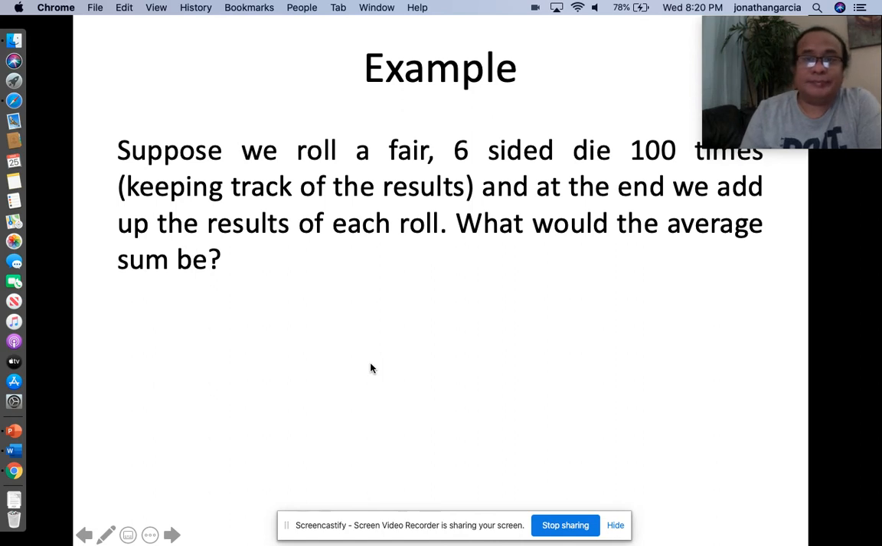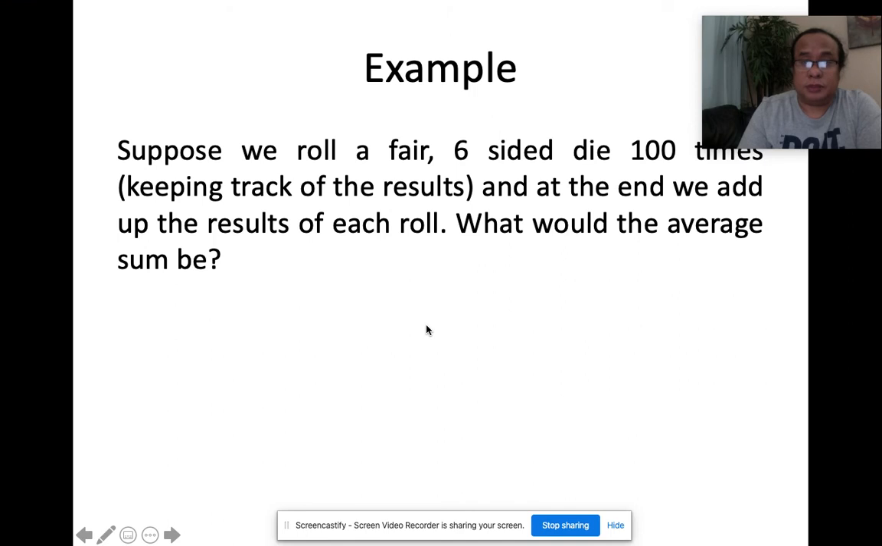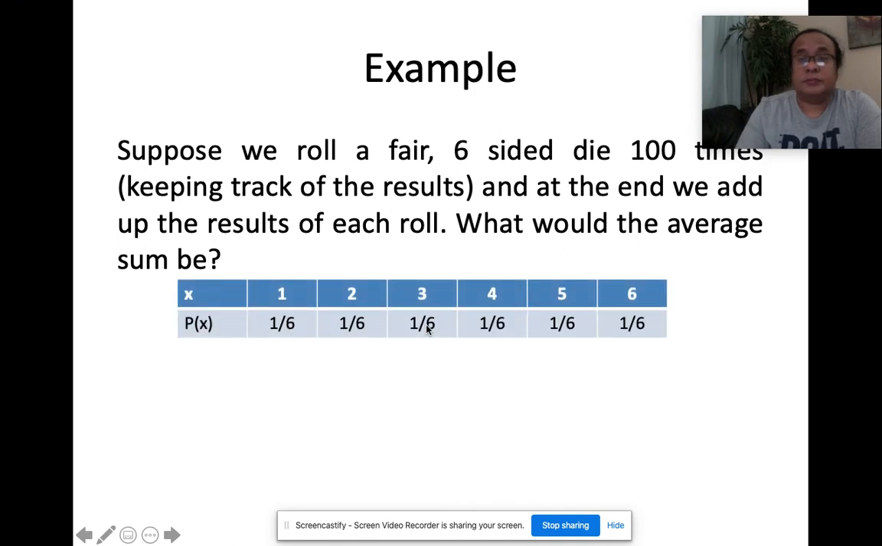The easiest way to do this is to determine the average number that comes up on one single roll. Since the die is fair, the outcomes are 1, 2, 3, 4, 5, and 6, which means the probability of each is 1 over 6. So we have this probability distribution table for one roll.